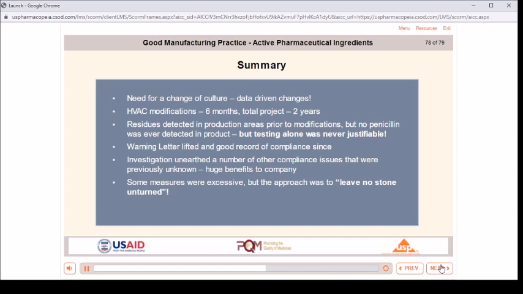At the next FDA inspection, the warning letter was lifted and the company has had a good record of compliance since that time. The evaluation exercise raised many issues that were unknown to senior management, and this set off a chain of events that led to a change in the culture. This change has been seen as a huge benefit to the company for many years. Some of the measures taken may have been excessive, but because of the lack of positive action initially, the company was forced into a situation where they had to demonstrate that they had left no stone unturned.